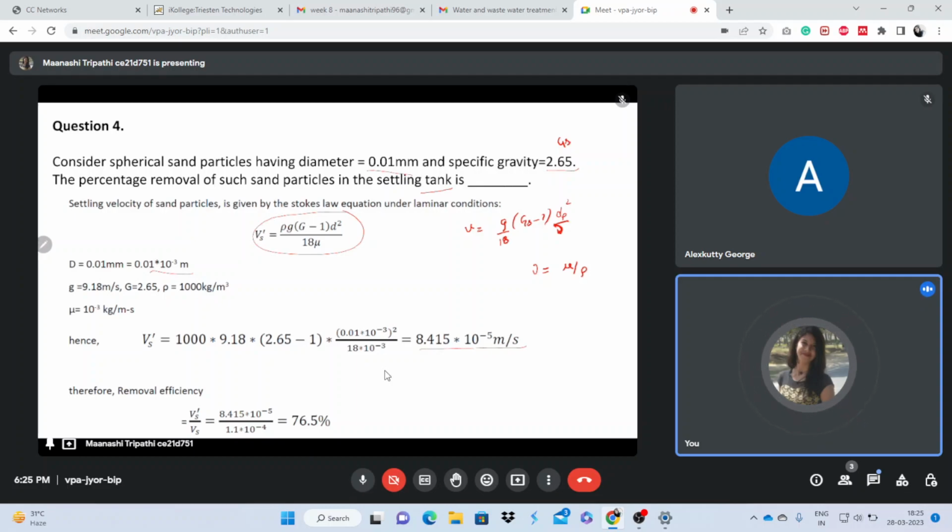So the removal efficiency will be what is required versus what we have provided, into 100. So this is what we get: 76.5% of the particles of size 0.01 mm will be removed. The rest of the particles will remain inside the water body. We'll move towards the next question.